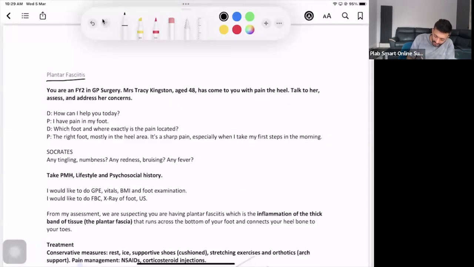Now we have got another scenario here, plantar fasciitis. Have a read of this. You are FY2 in a GP surgery. The patient is a female patient, 48, and came with pain in the heel. Talk to the patient, address her concern. Right. So, pain in my feet.